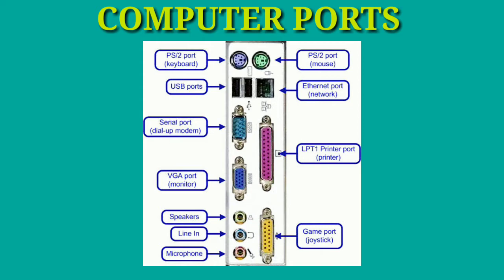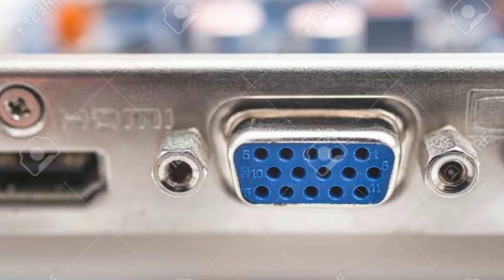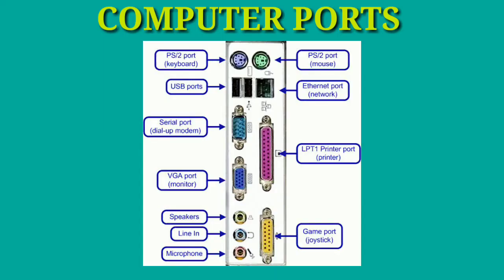Next is the VGA port. The VGA port connects the monitor to the computer's video card. It has 15 holes, and all the pins can be inserted into the holes. It is similar to the serial port connector. However, the serial port connector has pins, whereas the VGA port has different types of holes.